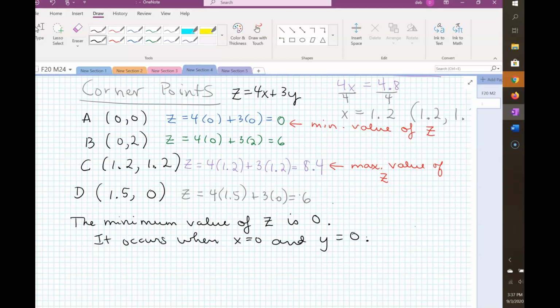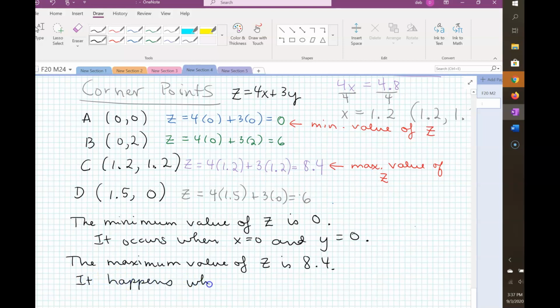So let me give you the other sample sentence, which is the maximum value of z is 8.4, it happens or occurs when x equals 1.2 and y equals 1.2. So if you were maybe talking about profit, you might be saying when you invest 1.2 million in this stock and 1.2 million in this mutual fund, your profit is maximized, and that maximum profit is $8.4 million.